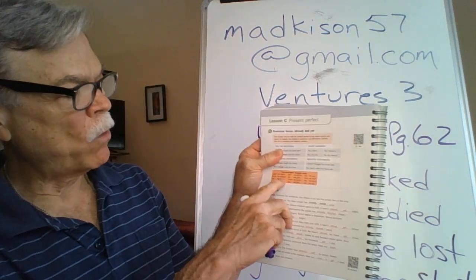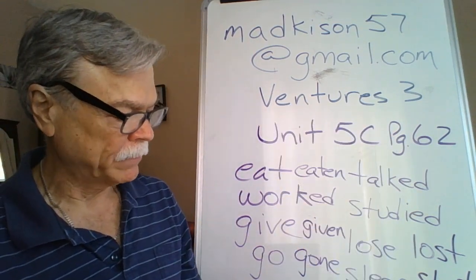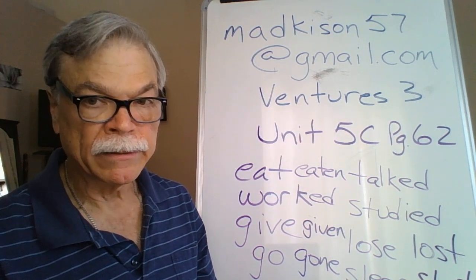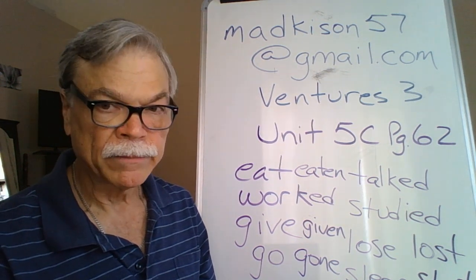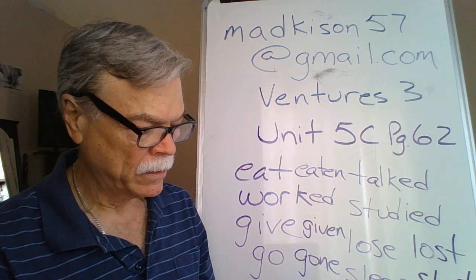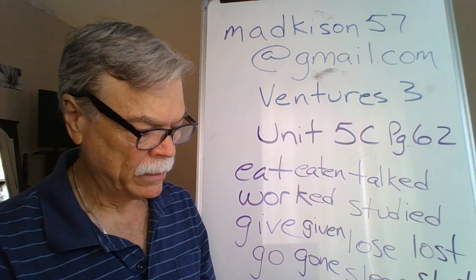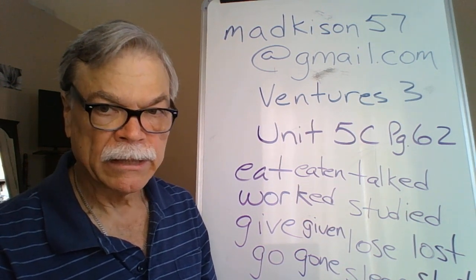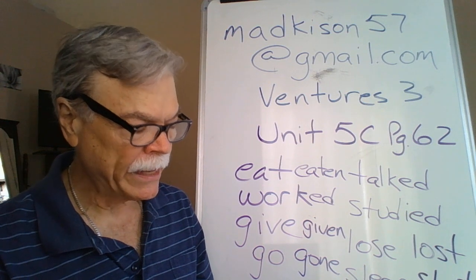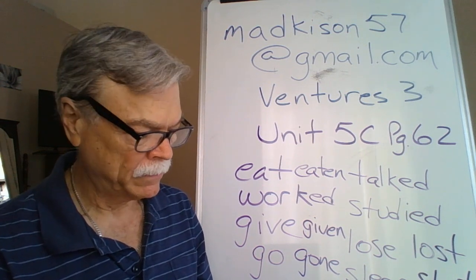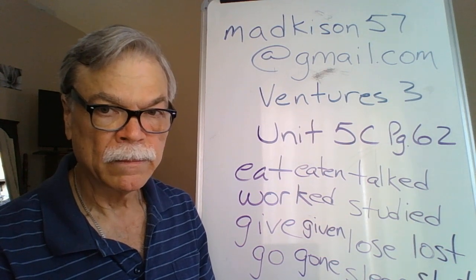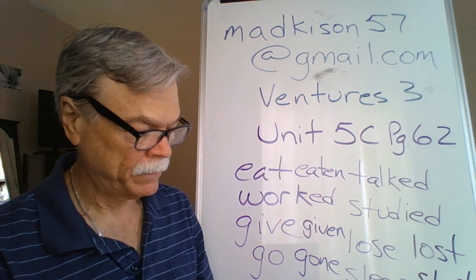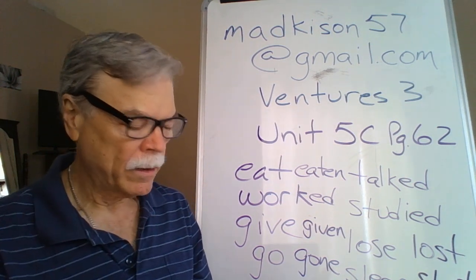Now here are some more past participles with irregular verbs. Begin, begun. Bring, brought. Buy, bought. Do, done. Get, gotten. Go, gone. Make, made. Pay, paid.